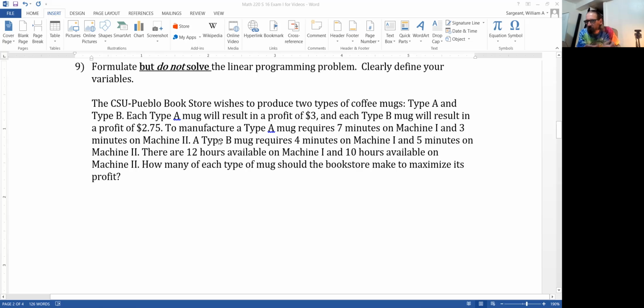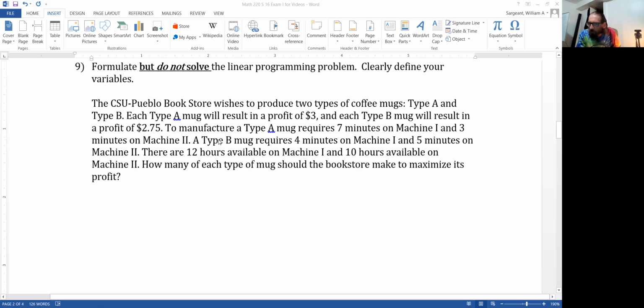What are these machines? I don't know. Maybe the first one is making the mug itself, and the second one is doing the painting. Putting the, I forget what the terminology is, maybe they're made out of ceramic and putting ceramic glaze or whatever that term is on there.